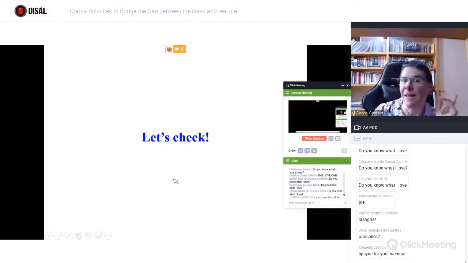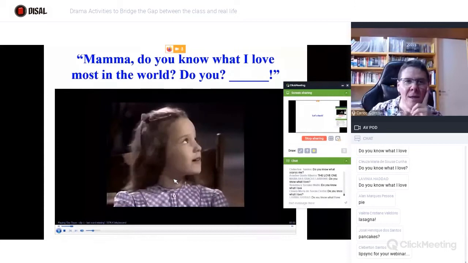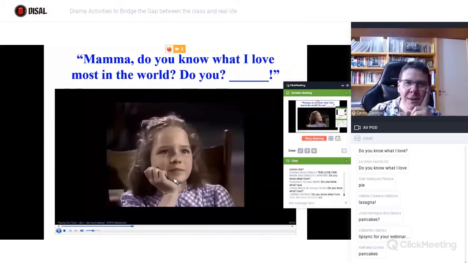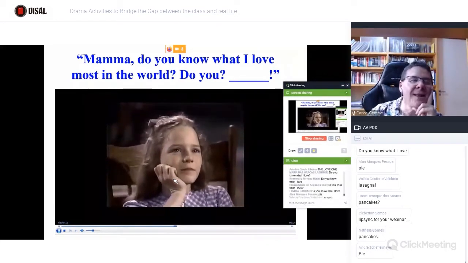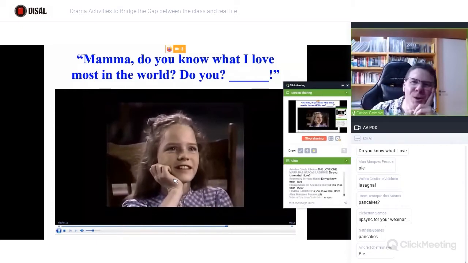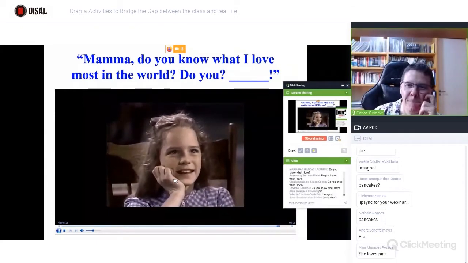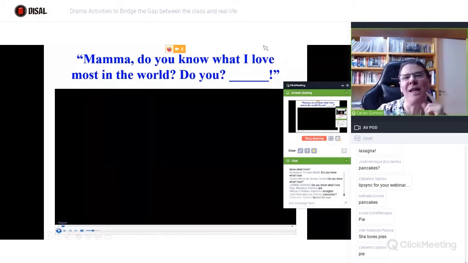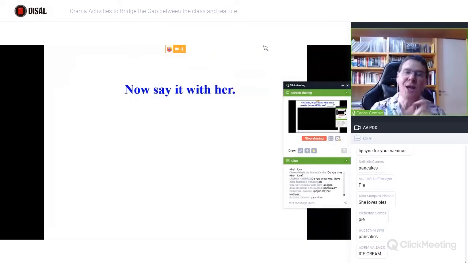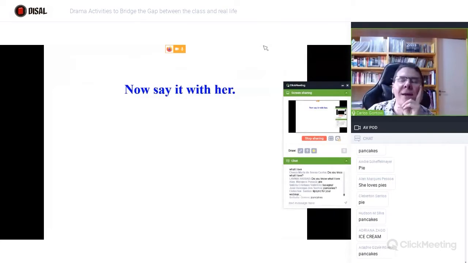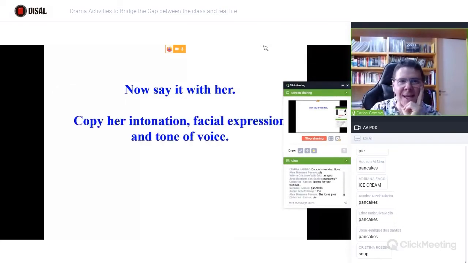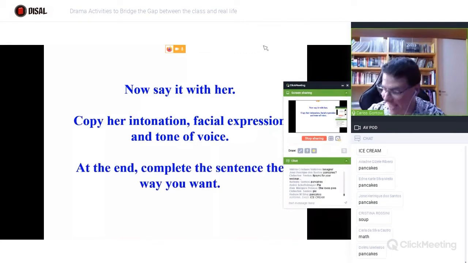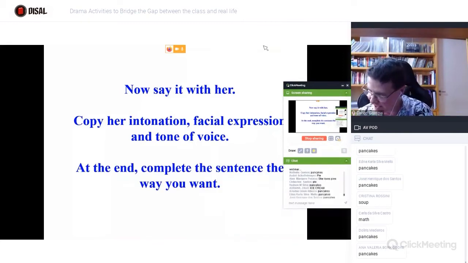I cut the last word on purpose. So she says, Mama, do you know what I love most in the world? Do you? What do you think is the last word that she's saying? The thing that she loves most in the world. You're gonna say it with her. Put your hand on your chin, like she does, and copy her intonation, facial expression, and complete the sentence at the end. Okay?